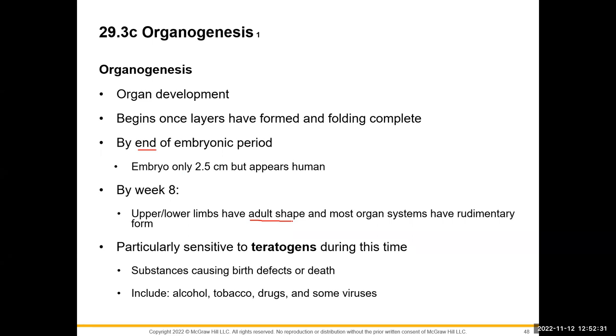And these teratogens are substances that can cause birth defects. You can see the examples: alcohol, tobacco, drugs, viruses, bacteria, and even some what we would consider to be benign drugs, for example, aspirin, can affect the development of some, if not all, of these organs. So it's very important to avoid any of these teratogens during this period of time.